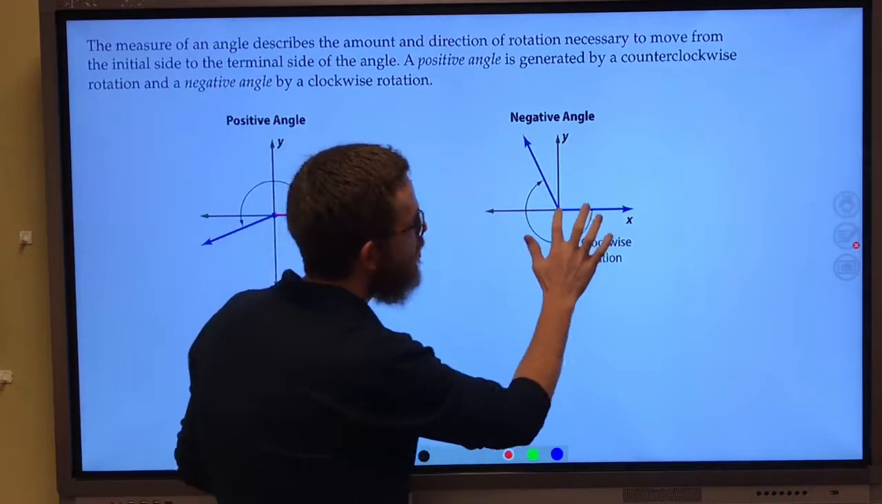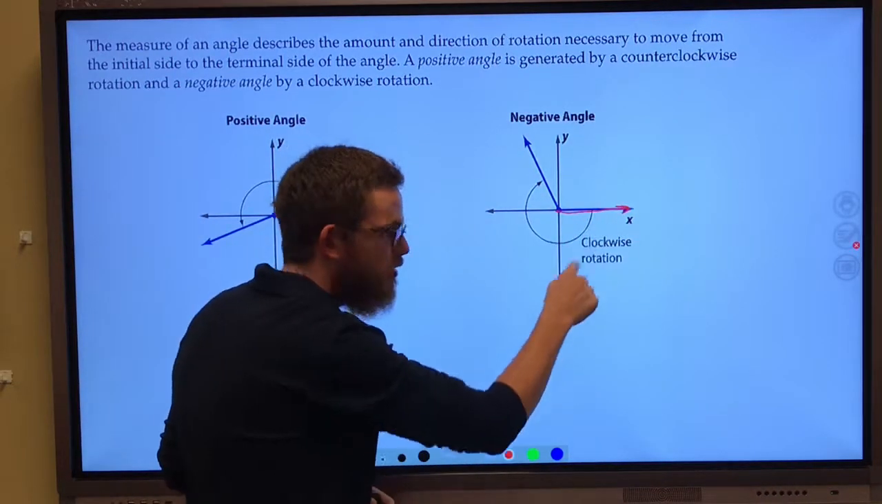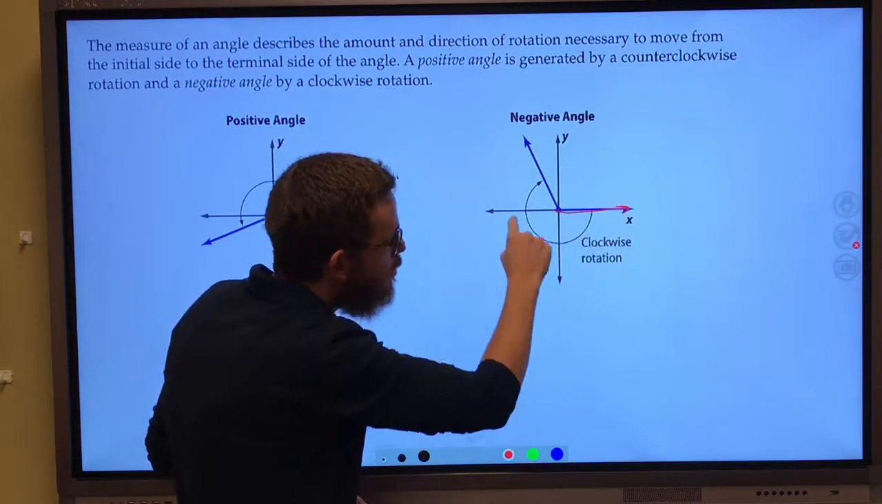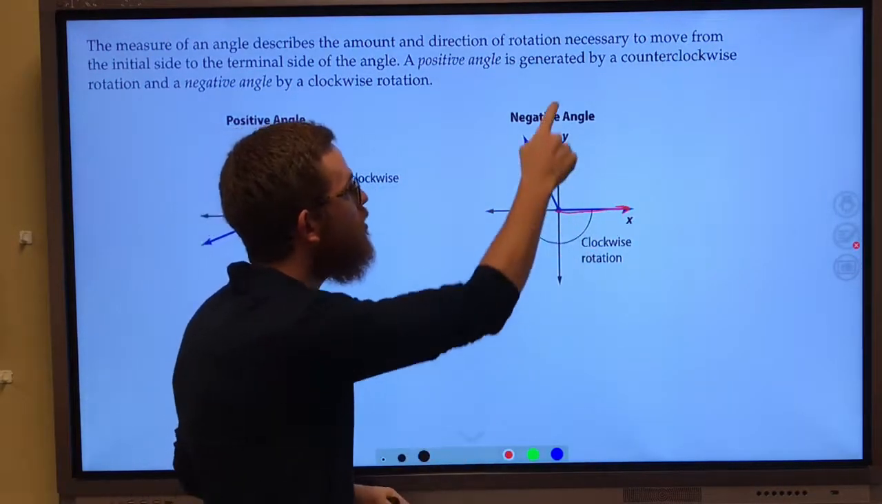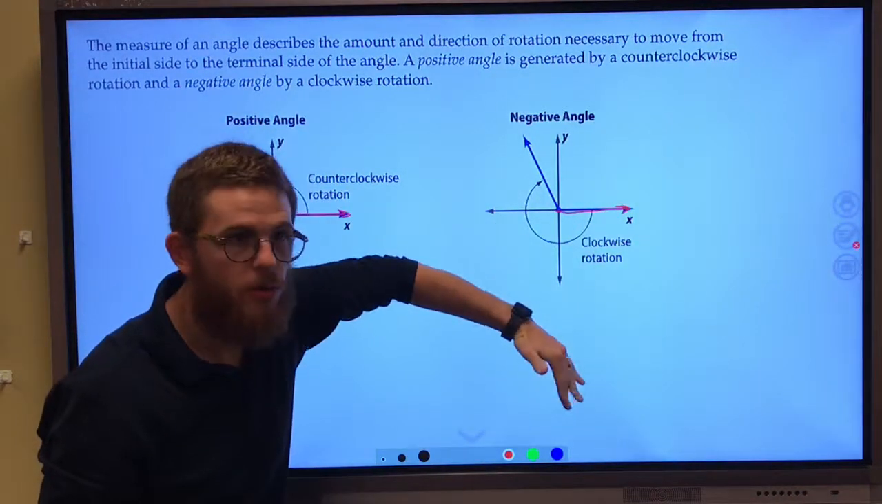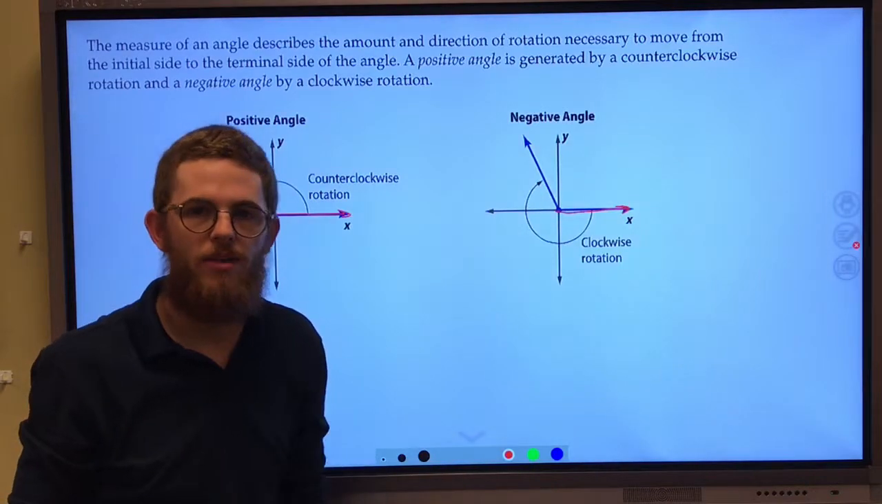Over here, in our clockwise direction, starting from our initial side going down and proceeding clockwise, well, we call these negative angles. From the initial, if you start going down, it's going to be a negative angle.